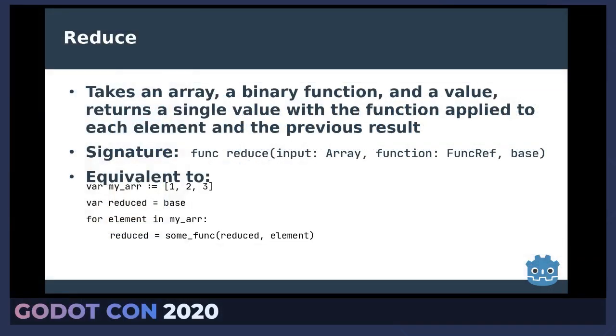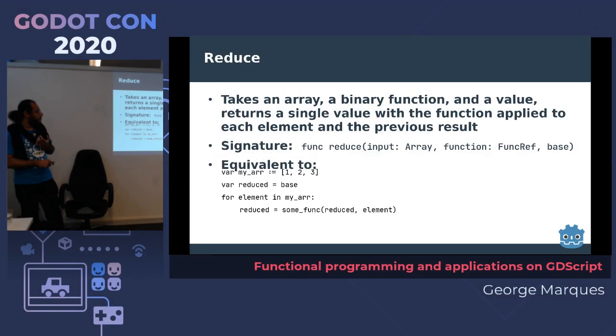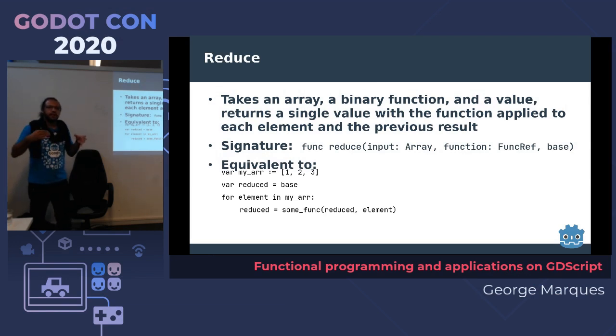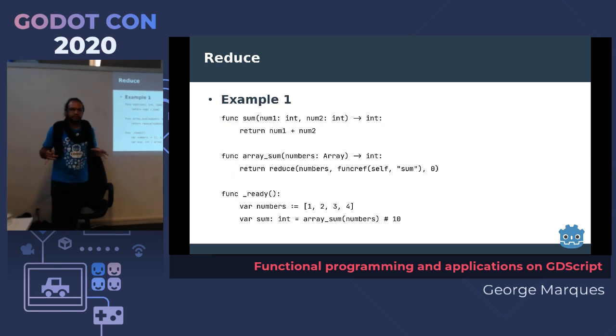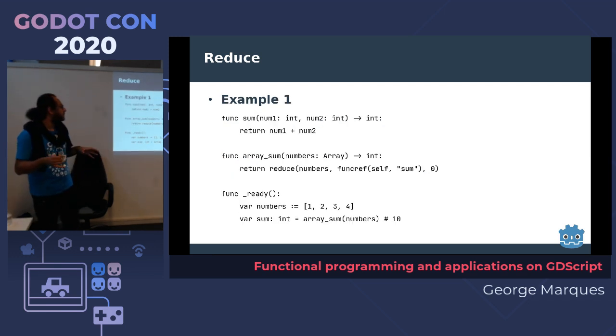So it's equivalent to, say you have the 1, 2, 3 array, and then the reduced value is a base value that you started with. And then for each element in the array, you call the function with this reduced value and the element, and it's applied back to reduced. So you apply it for each element until you get just one value. So let's see one example of that. Maybe that will make it clear.